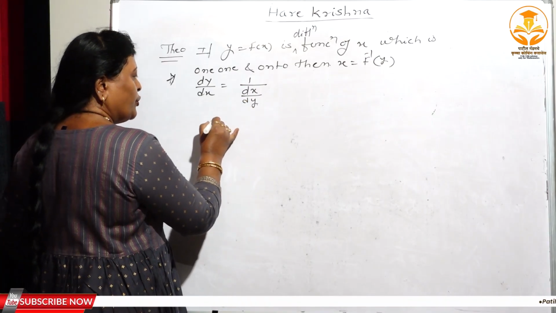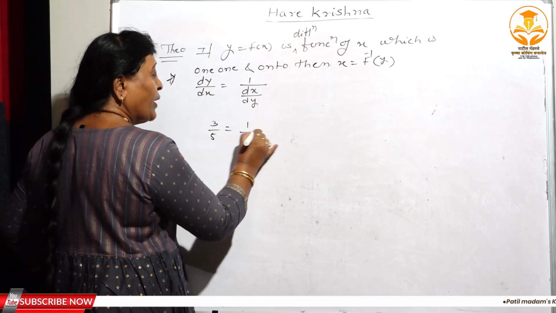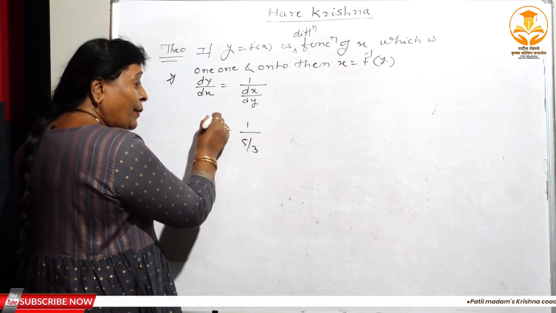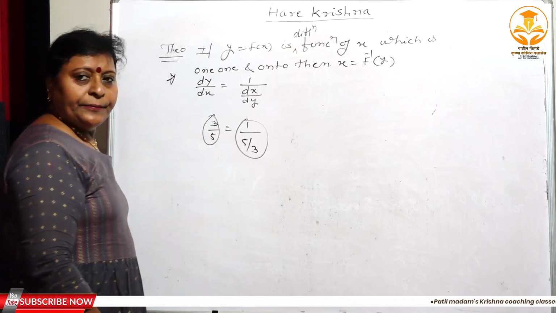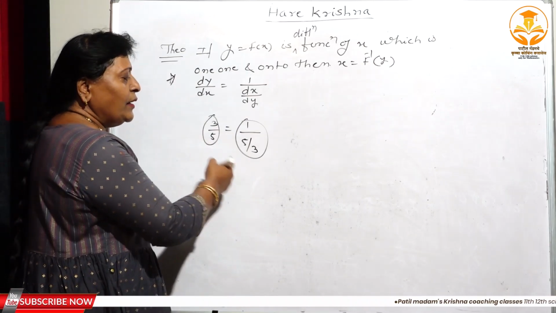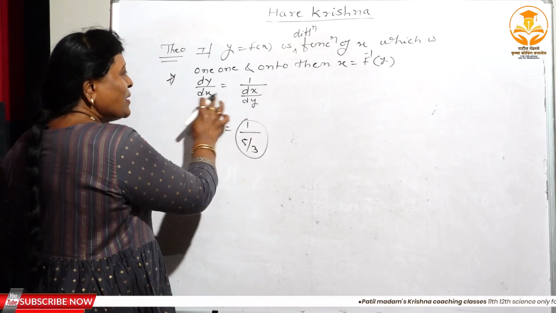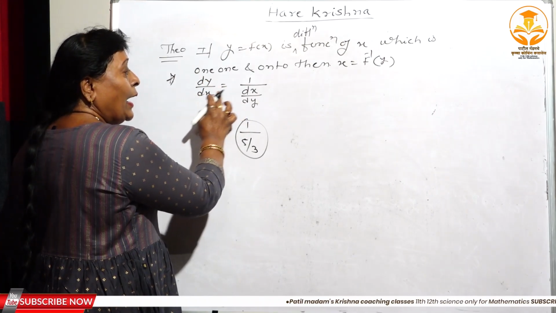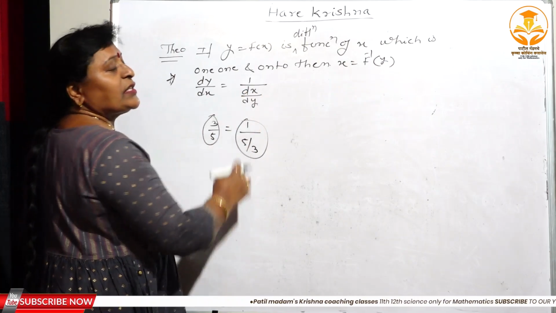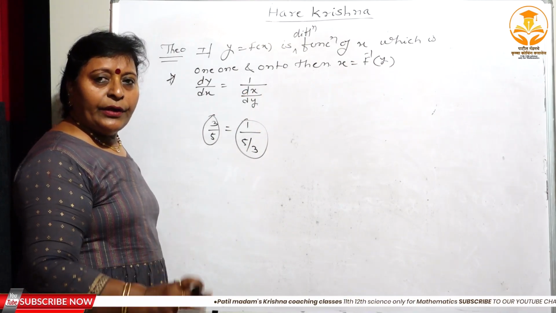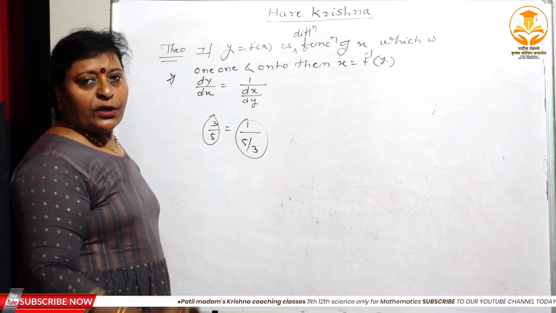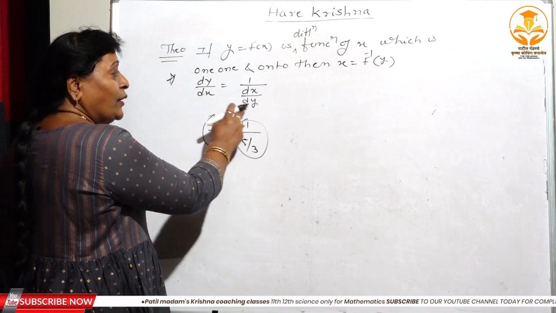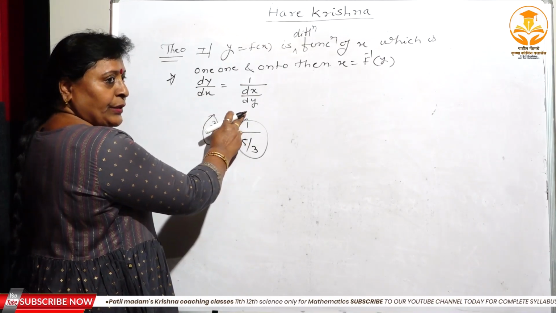Now suppose 3 by 5, then you can write it as 1 upon 5 by 3, isn't it? But this is a numerical number, this is a real number. But this is a derivative. dy by dx is the derivative of y with respect to x, and this is the derivative of x with respect to y. And the derivative changes from function to function. Therefore, directly you can't write like this. We have to prove this, isn't it?